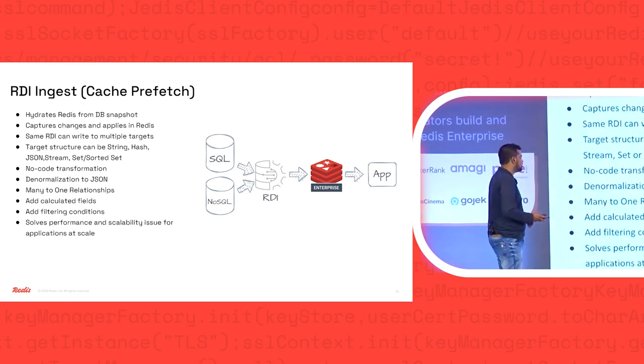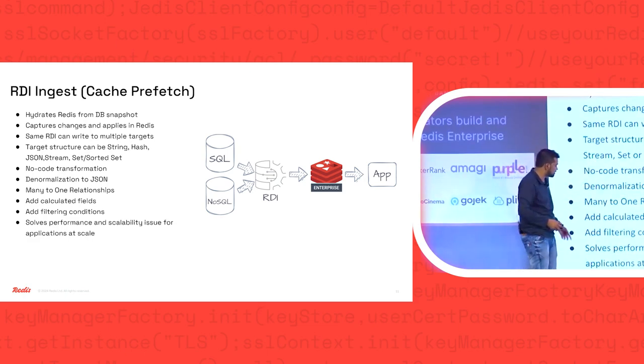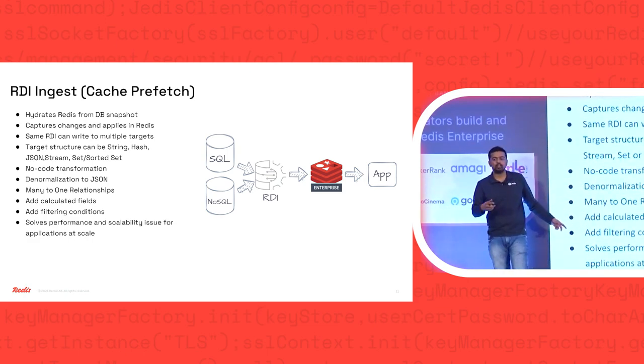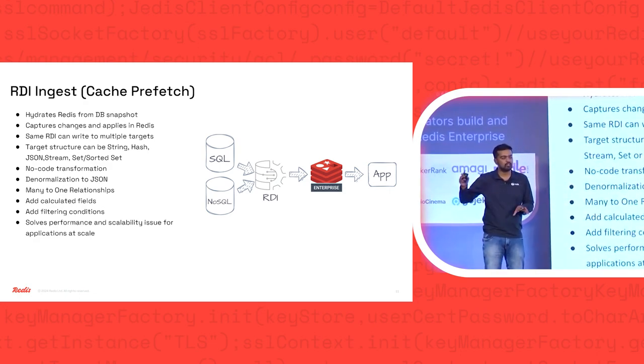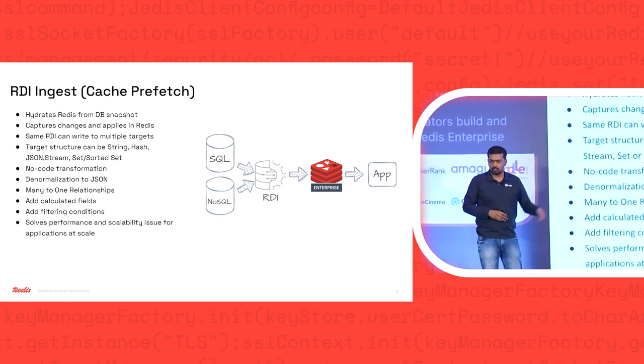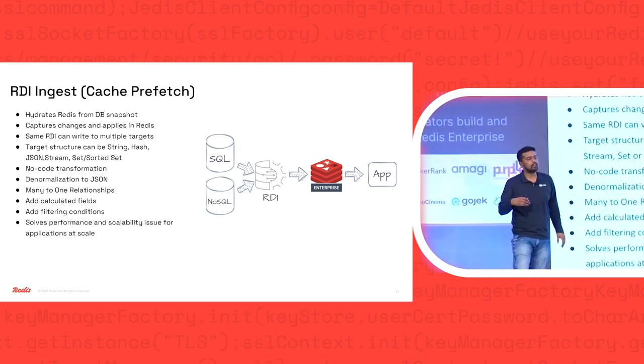And not only that, while doing this kind of transformation, you can actually add multiple calculated columns as well. So in your source database, let's say you have 10 columns, but you want some computations to be readily available for your application. By transforming data itself, you can do that. And you can also add some filtering conditions as well.